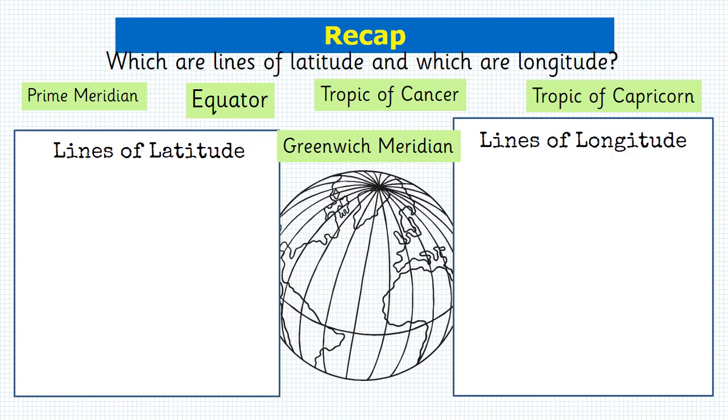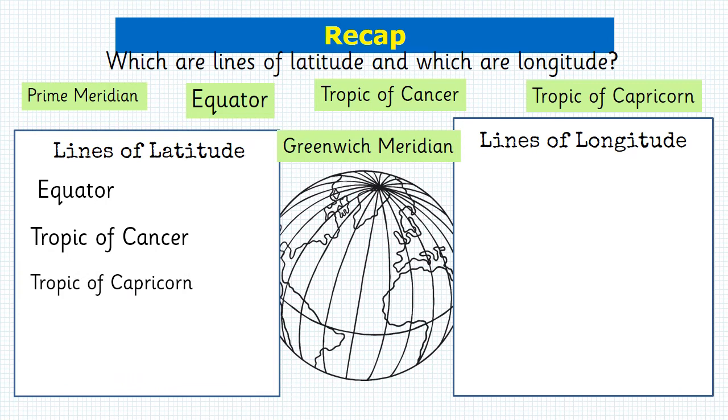Let's recap. What are lines of latitude and which are longitude? Now, we are going to put them into these boxes. I want you to pause the video and see if you can get them correct. Are you ready? Let's go. Okay, what will go in the line of latitude? That's right, the equator is a line of latitude. Is there another line of latitude? That's right, the Tropic of Cancer. Are there any other? The Tropic of Capricorn. They are lines of latitude.